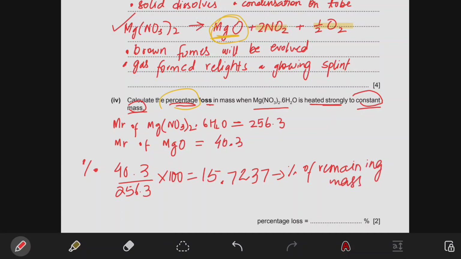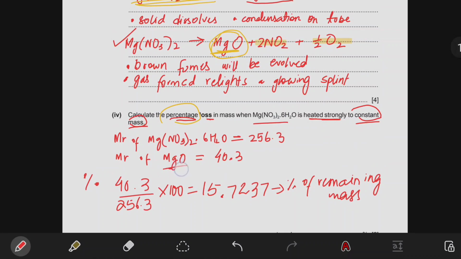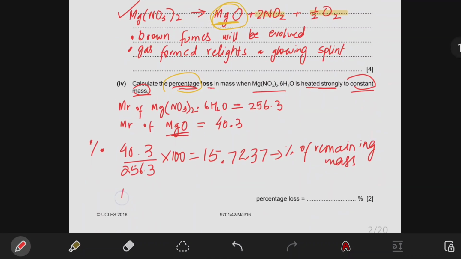Because it is from the mass of this magnesium oxide which would remain. Now you need to simply subtract it from 100 to find out the percentage loss in mass. Just this, and that would give us 84.3.